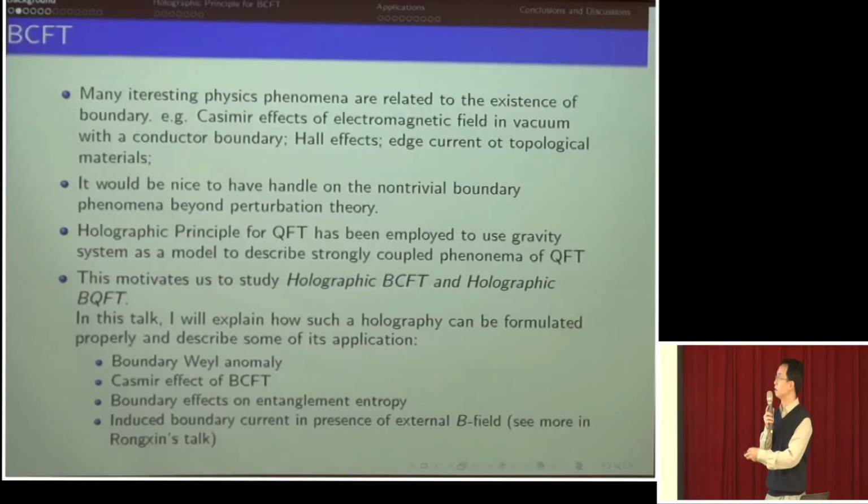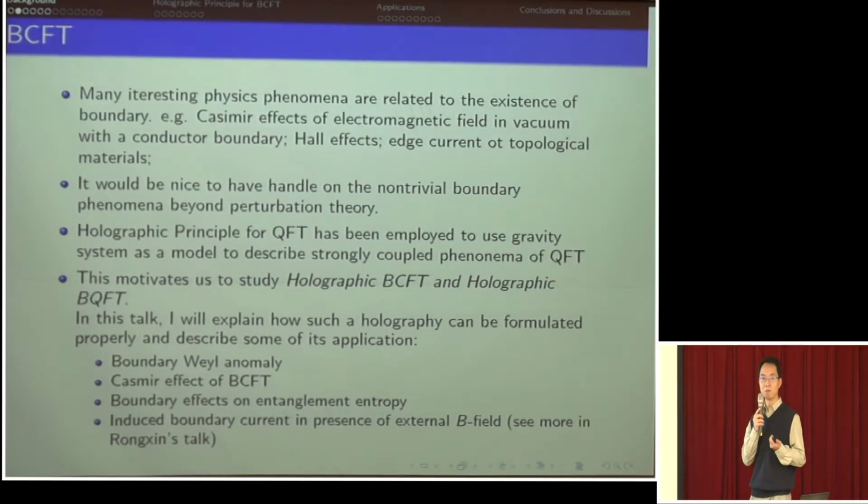For example, I listed a few here. The Casimir effect: we talk about how the vacuum energy of a system in the presence of a boundary, like a conductor, responds to a change of the boundary. Usually you change the separation of the 2 conductors, then you change the modes, and then you change the energy. That expresses itself in some kind of force between the conductors.